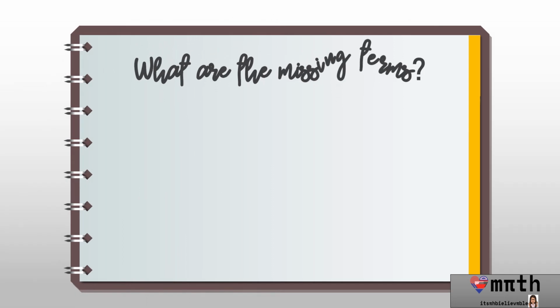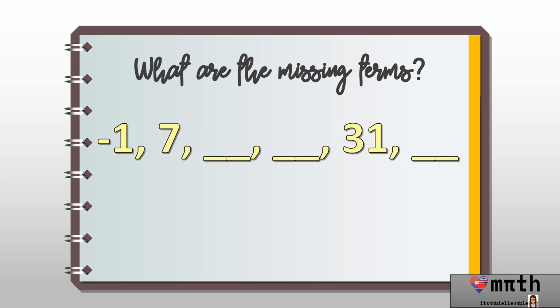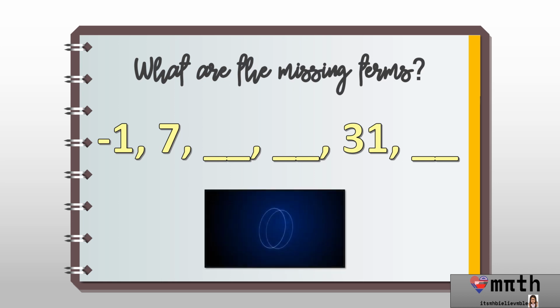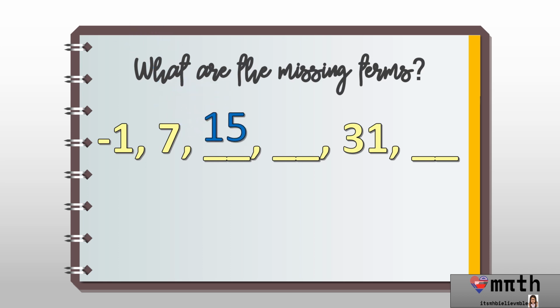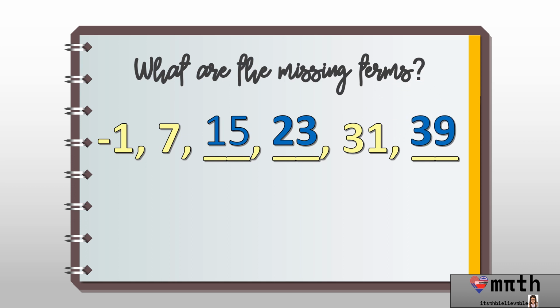For number 3, what are the missing terms in -1, 7, blank, blank, 31, and blank? Timer starts now. Okay, time's up. The answer is 15, 23, and 39. Did you also get the same answers?